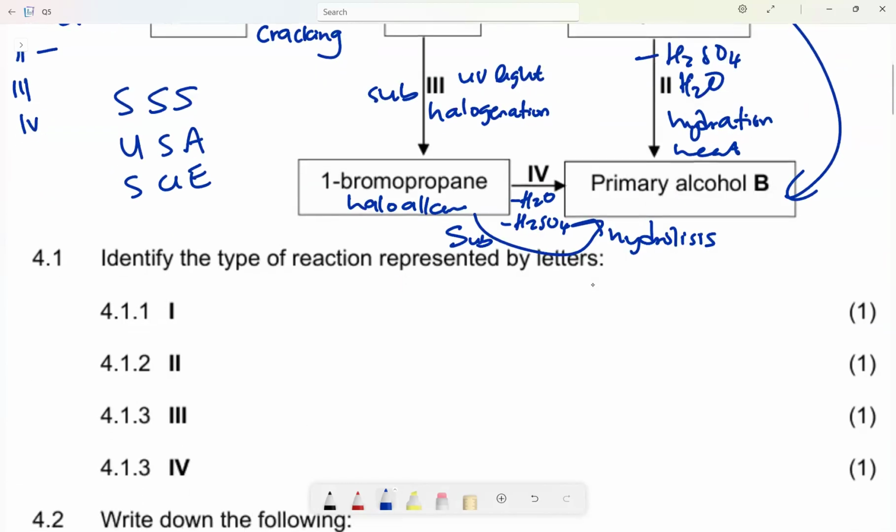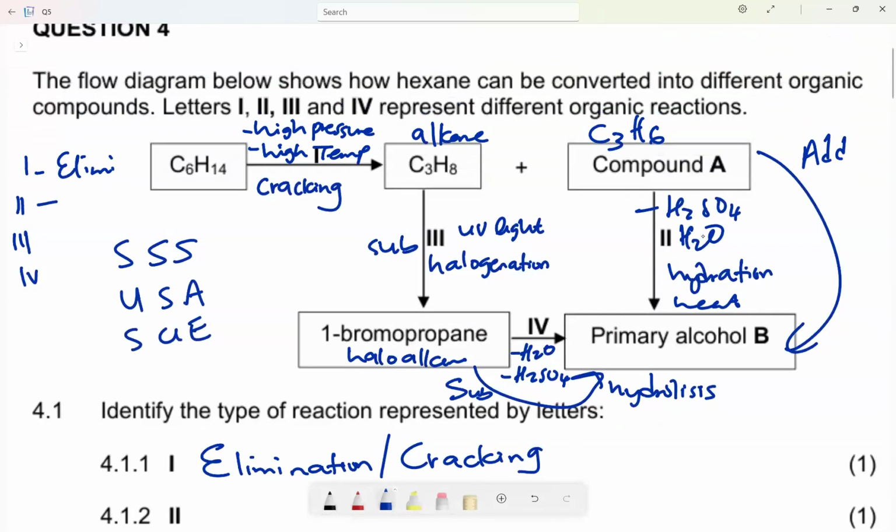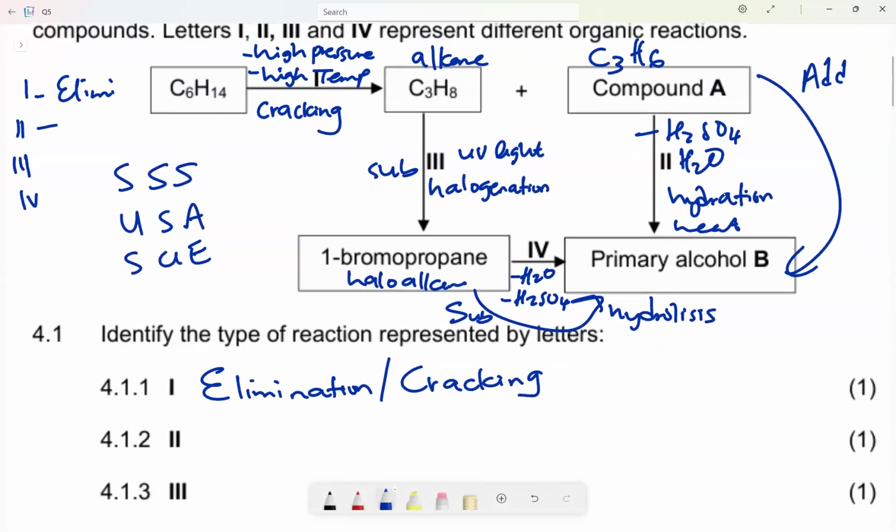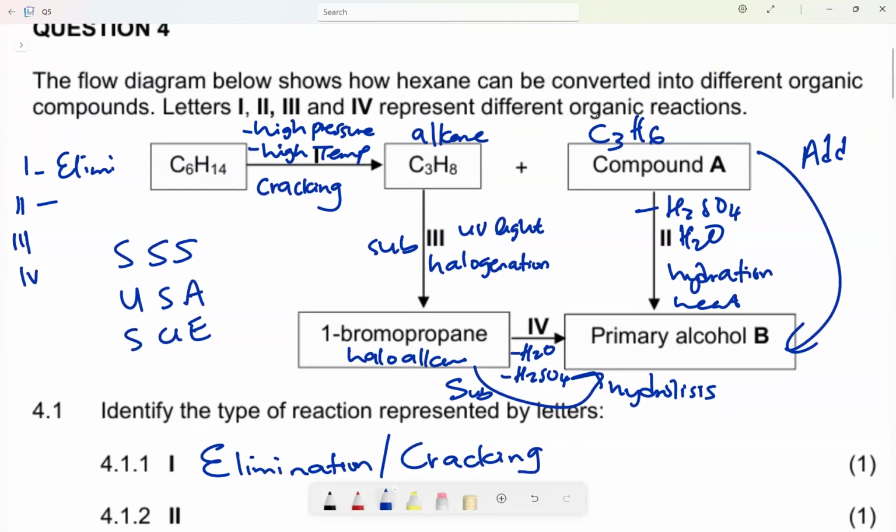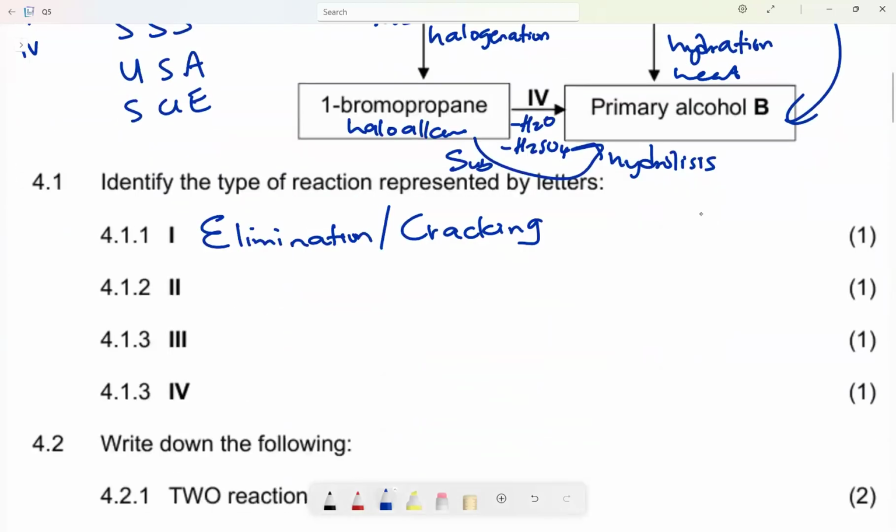Now, the type of reaction represented by the letters. Number one, I said it is what? Elimination, or now you can say cracking. Now you are showing us that you know your stuff. Reaction 2, it is what? Addition reaction. We are adding what? Water, from an alkene to a primary alcohol. We are adding water. It is an addition reaction, or specifically, hydration.